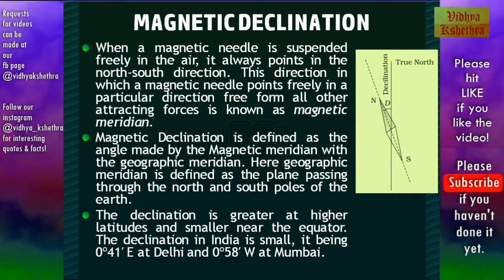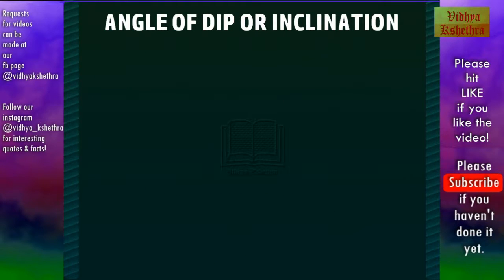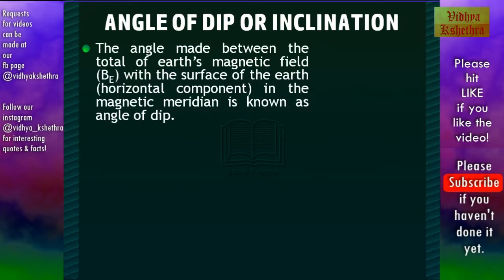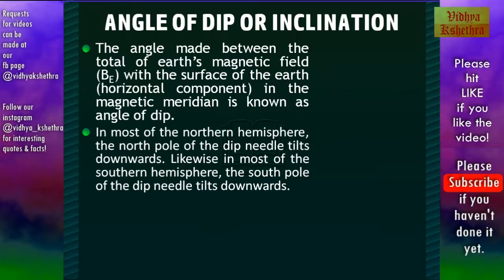Now, another property which arises due to the Earth's magnetic field is the angle of dip or inclination. The angle made between the total Earth's magnetic field with the surface of the Earth, which is the horizontal component of the Earth's magnetic field, is known as the angle of dip. In most of the northern hemisphere, the north pole of the dip needle tilts downwards. Likewise, in most of the southern hemisphere, the south pole of the dip needle tilts downwards.